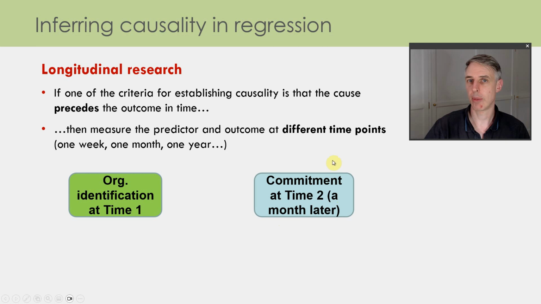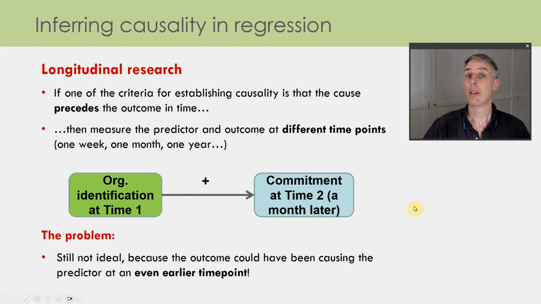So we might have a slightly augmented design here where the researcher measures identification at one time point and then measures the outcome variable, commitment, a month later. That's still a problem though. Far from ideal, because the outcome, commitment, could at an even earlier time point, time 0 say, a month before identification, have been predicting identification. So this association, if you find it, could just reflect the fact that commitment was predicting identification at an even earlier time point.